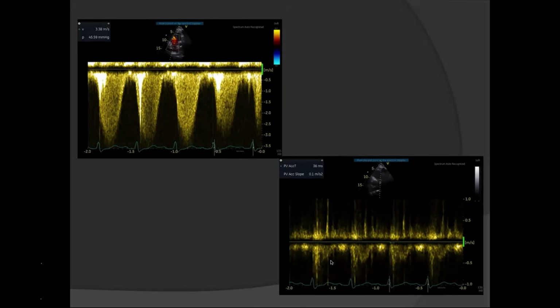They have been shown this cursor earlier on this platform only, so they should be answering this. So there is a notch and dome pattern, and the acceleration time measured is 36 milliseconds. 45 millimeters mercury, 36 milliseconds.